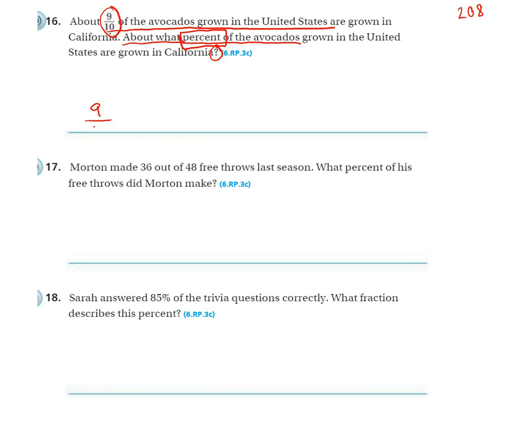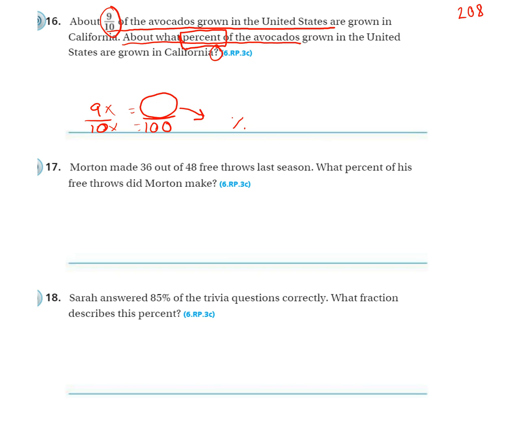So to do that, I want to change it to have a denominator of 100 first. And so now all I need to do is figure out what do I multiply 10 by to get to 100. And then I just multiply the numerator by the same thing. And then once you have a denominator of 100, the numerator becomes your percent. Okay, so I'll let you go ahead and finish that on your own.